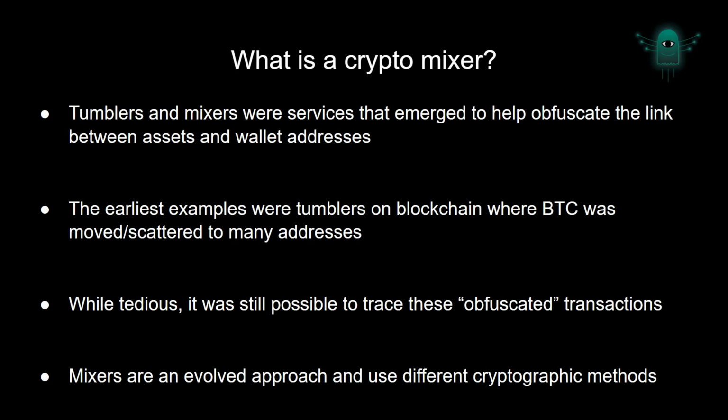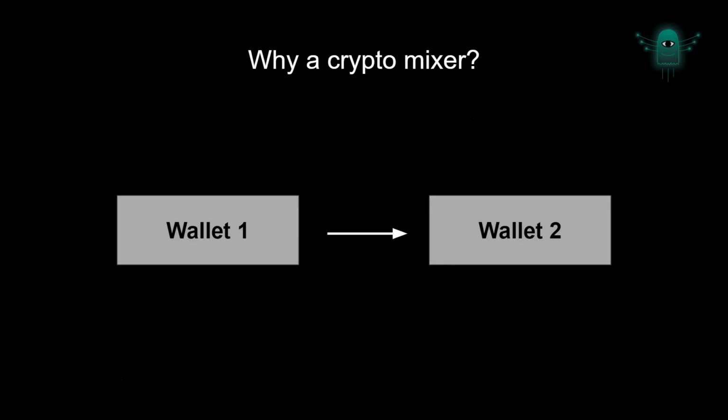And while it was tedious to do so, it is actually possible to trace these hidden funds. So as a response to that, mixers have emerged, and they used a more evolved approach and additional cryptographic methods to hide the transaction and the link between the wallets and the assets. Because here's the thing, why would anyone even want to use a mixer? Well, if you think about it, Wallet 1 and Wallet 2 are bound by an on-chain link. And what a mixer tries to do is prevent that link from being formed. It tries to break it.